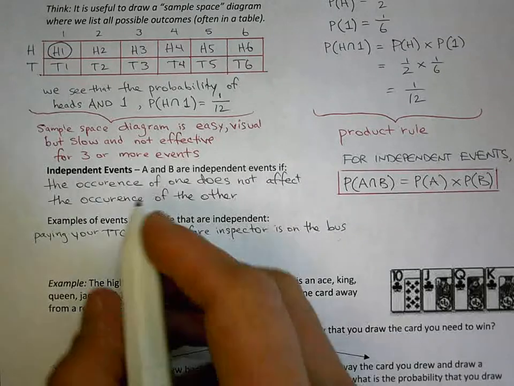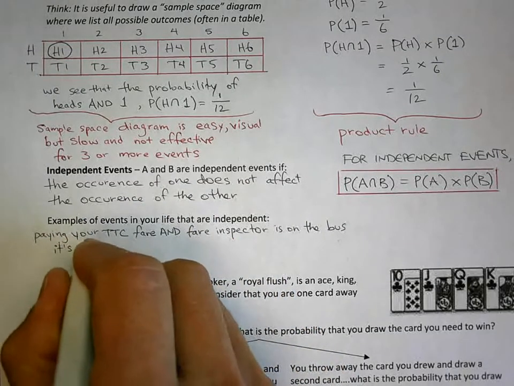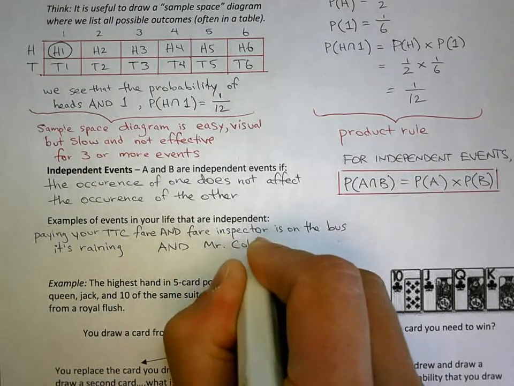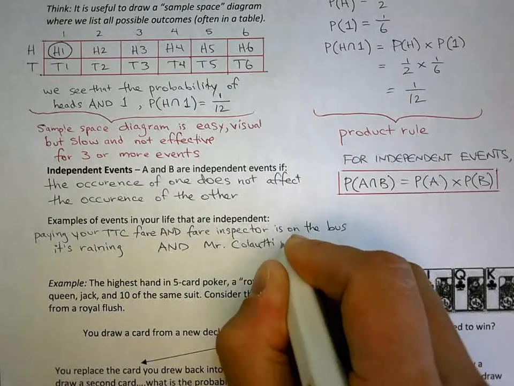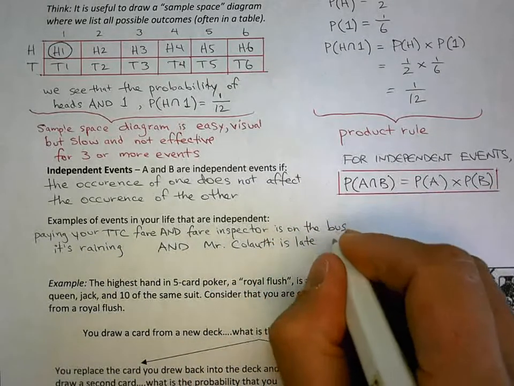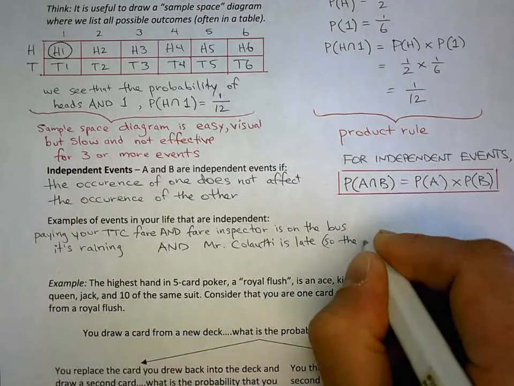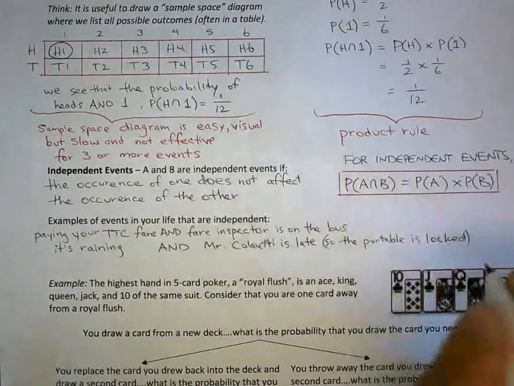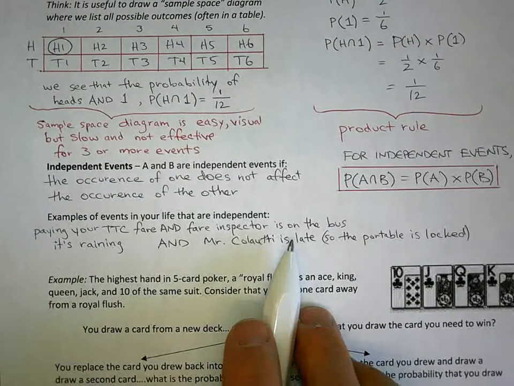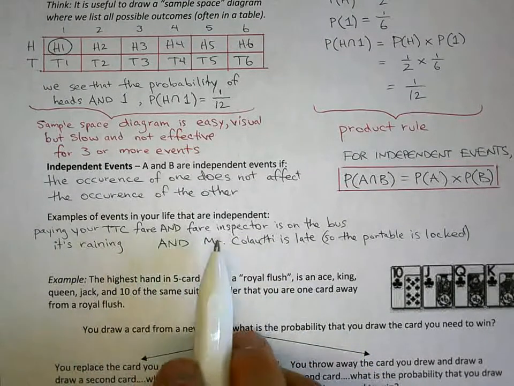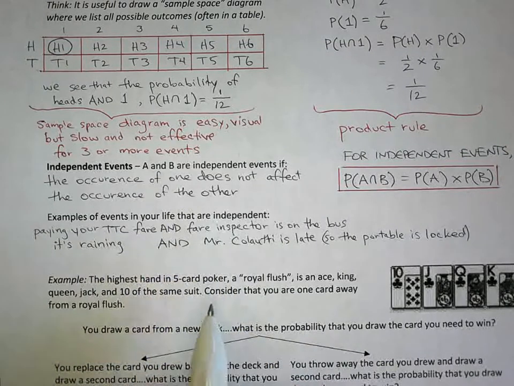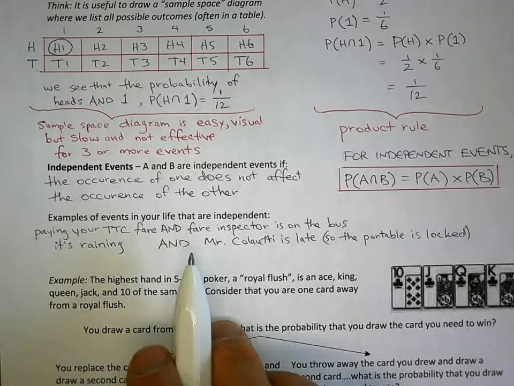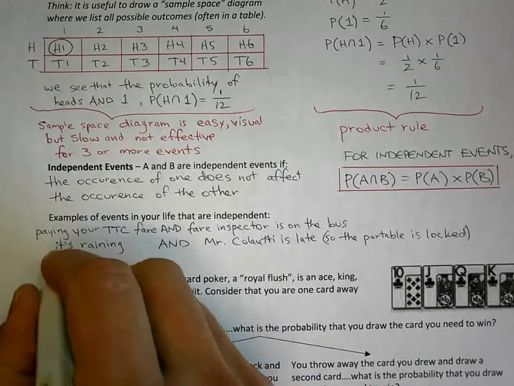What about the fact that it's raining outside and Mr. Colati is late? So the portable is locked. Those two things, one doesn't affect the other. The fact that it's raining doesn't mean I'm late, but it sucks for you, right? If it's raining and I'm late, if those two things do happen, then you're waiting outside in the rain, which isn't great.